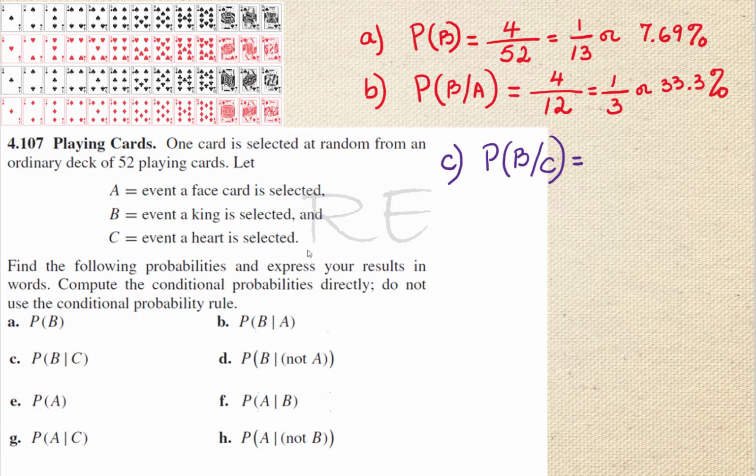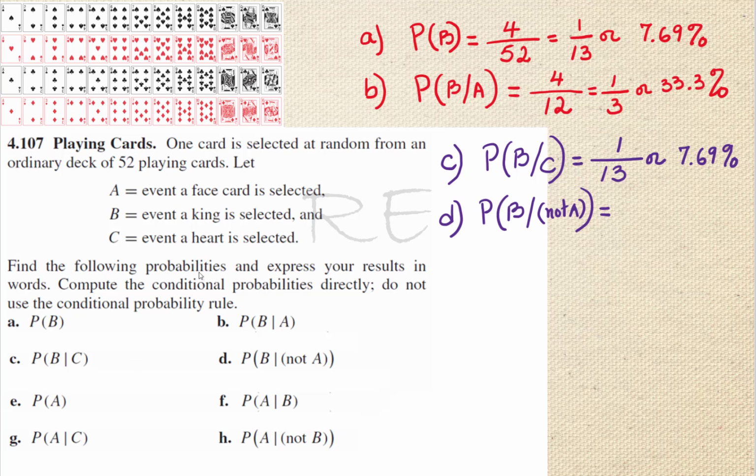Given that the event is a heart, what's the probability of getting a king? We have 13 hearts, and out of those 13, we only have 1 king. So it's 1 over 13, which is 7.69, approximately 7.69%.